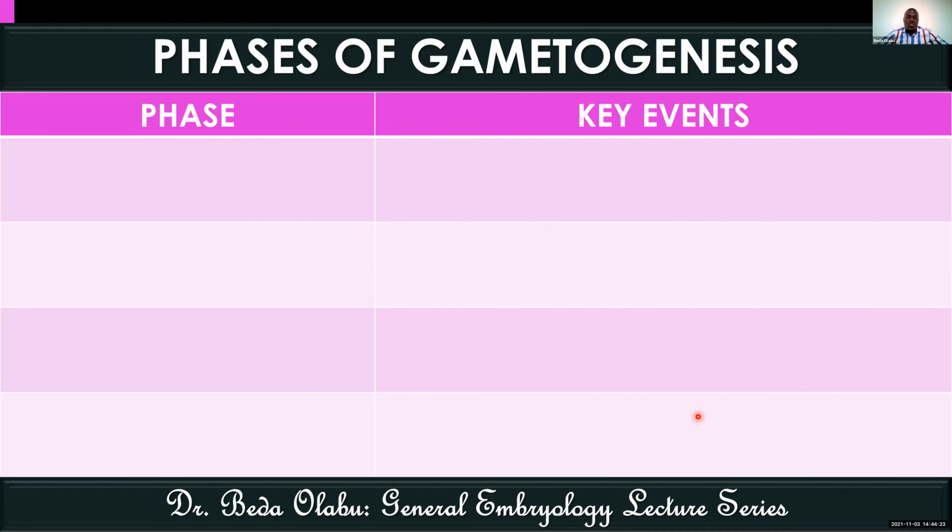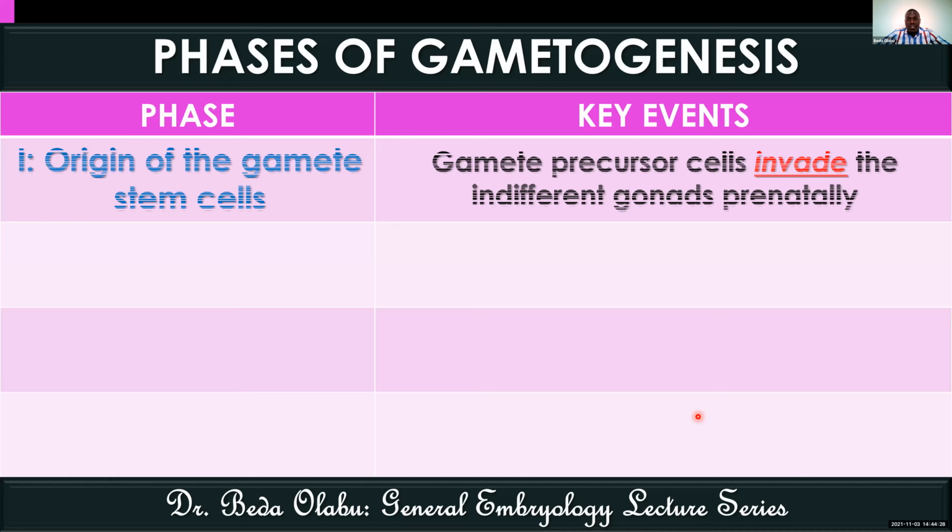All right, so this is what we've said. There are 4 phases of gametogenesis. We have discussed the first phase of gametogenesis, the origin of the gamete stem cells. They come from the wall of the yolk sac and the wall of the allantois and invade the indifferent gonad before the baby is born.